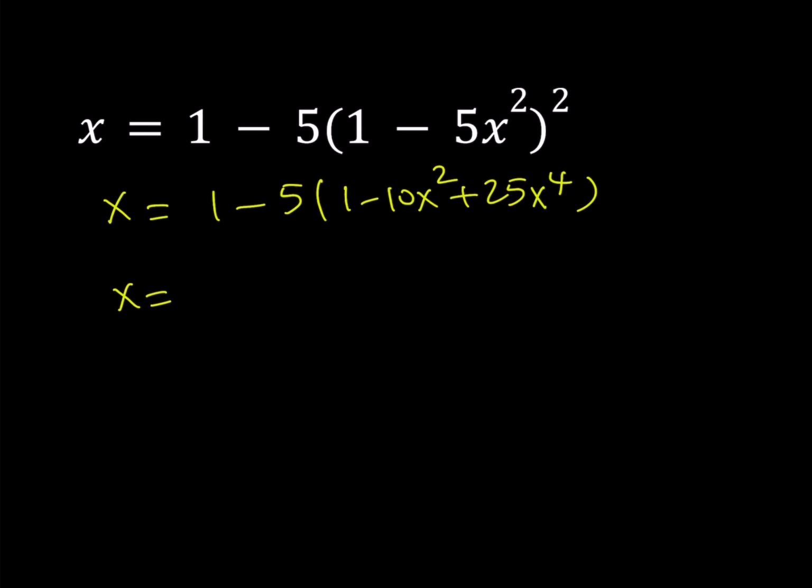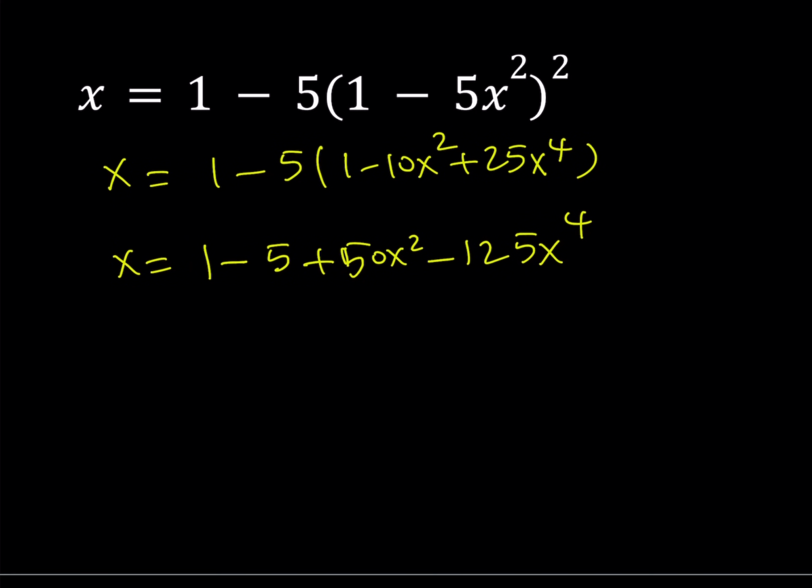Let's see what this gives us. 1 minus, if you distribute the negative 5, you're going to get the following. This is going to be 50x squared minus 125x to the fourth power. And then if you put everything on the same side, you get 125x to the fourth minus 50x squared plus x plus 4 is equal to 0.